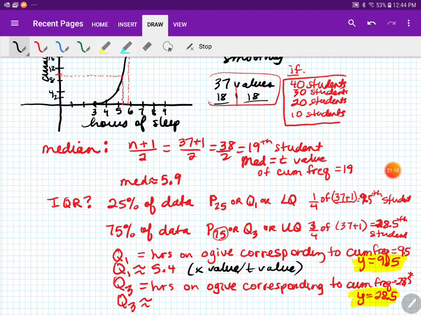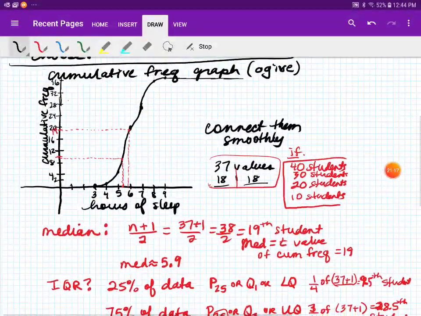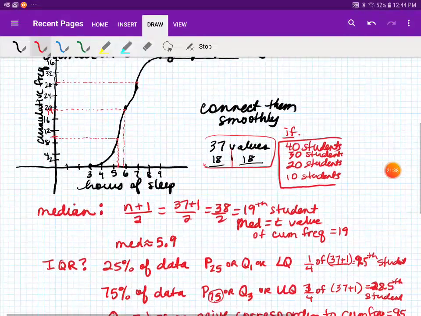Okay. So Q3, try it with Q3. So Q3, you're looking for 28.5 total students, cumulative students. So you're going to go up to 28.5 about there. You're going to go across. And you're right here. You can't tell where it is, but you definitely know that it's more than 7. So it's more than 7 in the one that I've drawn. So more than 7, what do you want to say? 7.1, 7.2, it's an estimate, okay?